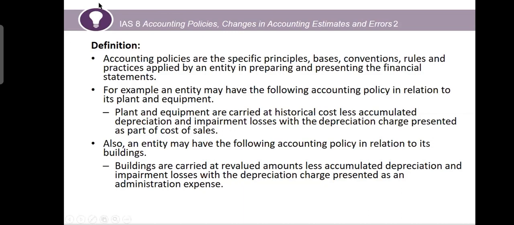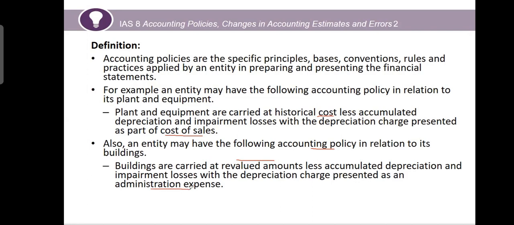So what you said here in your accounting policy is that we are going to use the cost model, and any depreciation charge will go to cost of sales. So that's your accounting policy. You have to decide that depreciation will go there in cost of sales, and that I'm going to show the asset on the cost model. Also, an entity may have the following accounting policy in relation to its buildings. Buildings are carried at revalued amount, less accumulated depreciation and impairment losses, with the depreciation charge presented as an administrative expense.